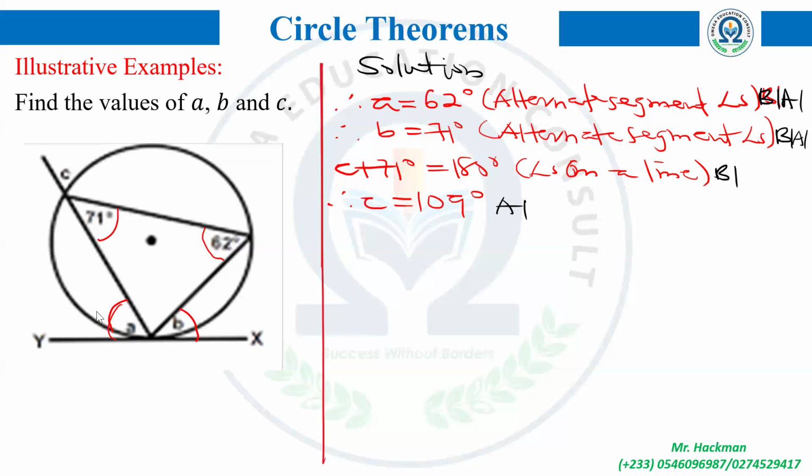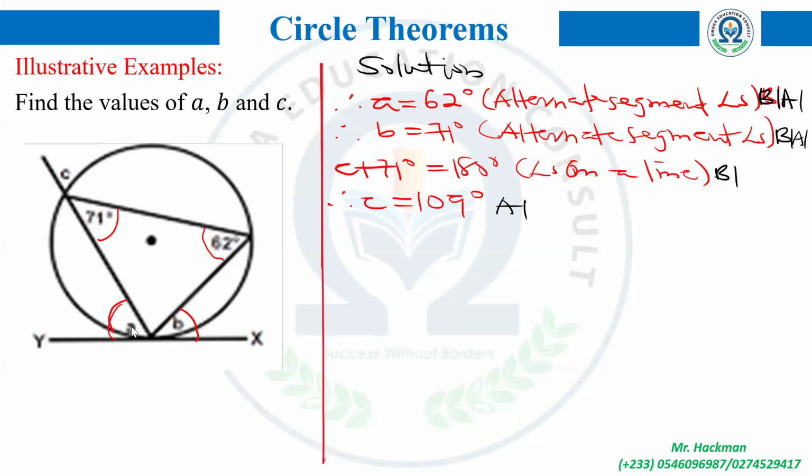Now let's see. I can easily find C, because I can look at angles on a straight line. In that case, I can find C without reproducing the diagram. I can still make my point. Then let's come to A.